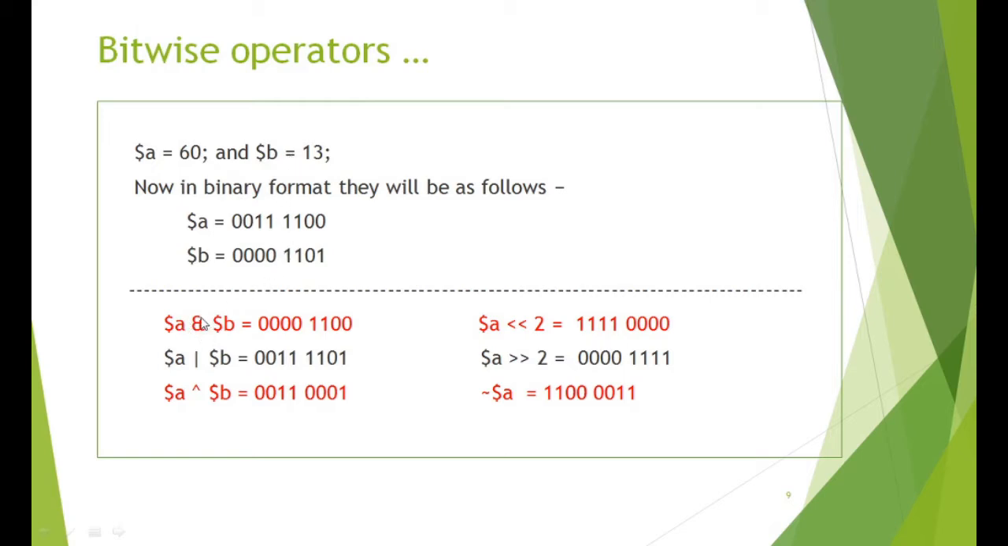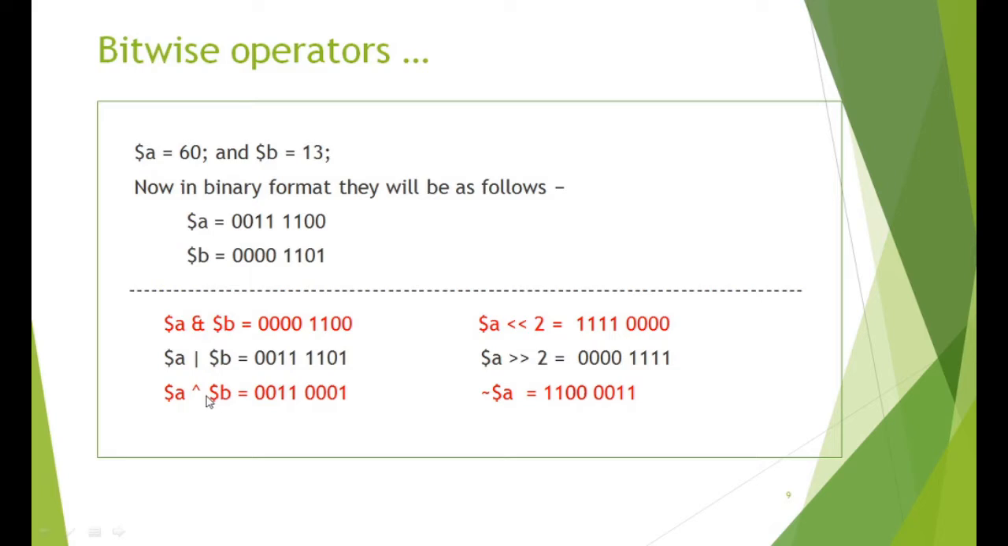When I give an AND operator, it will check the corresponding bit positions. If both bit positions are 1, the result will have a 1. Here 0, 1, so it will be 0. 0, 0, you get a 0. 1, 1, you get a 1. 1, 1, you get a 1. For OR, if any of the operands has a 1, the result will get a 1. So you can see that 1, 0, 1, 1. Here also you have 1, 0, 1, 0. So it will be 0, 0, 1, 1, 1, 1, 0, 1.